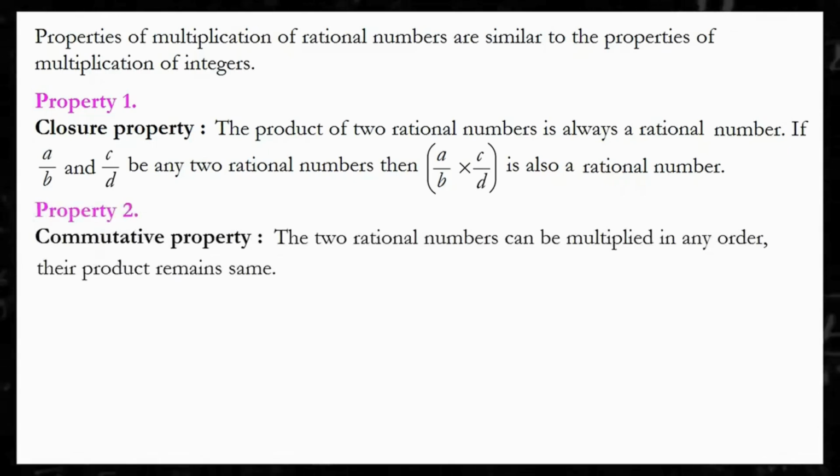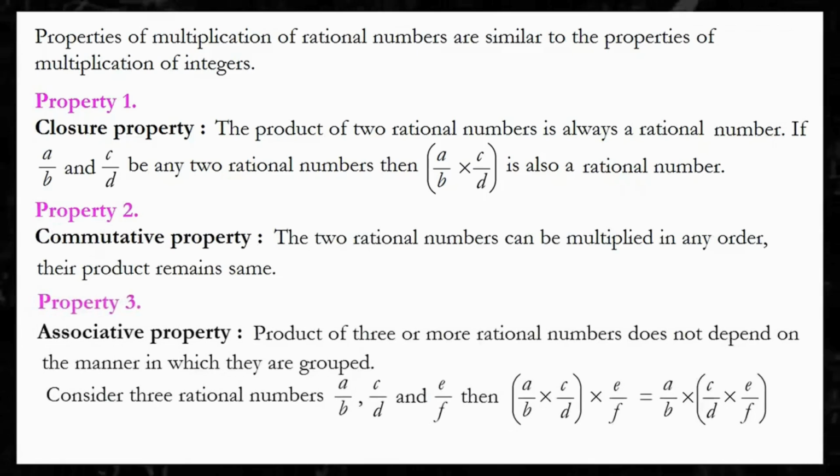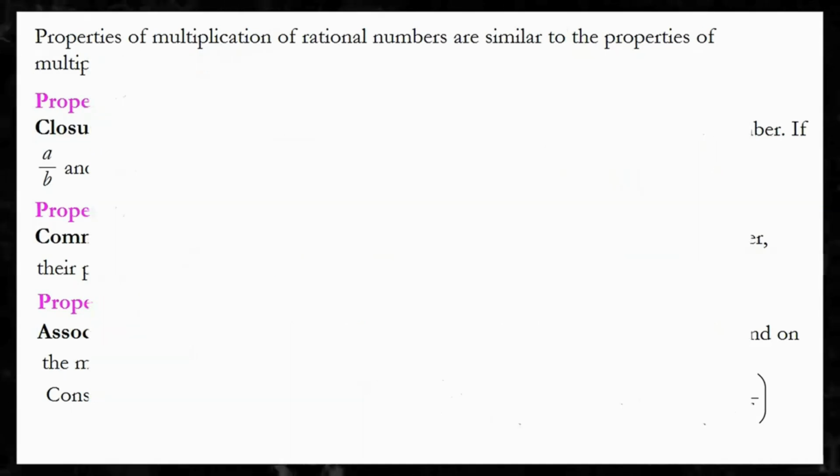Property 2. Commutative property. Two rational numbers can be multiplied in any order. Their product remains the same. Property 3. Associative property. The product of three or more rational numbers does not depend on the manner in which they are grouped. Consider three rational numbers a/b, c/d and e/f. Then (a/b multiplied by c/d) multiplied by e/f is equal to a/b multiplied by (c/d multiplied by e/f).